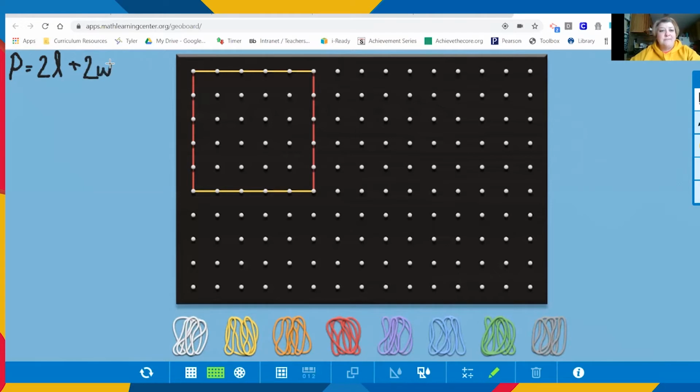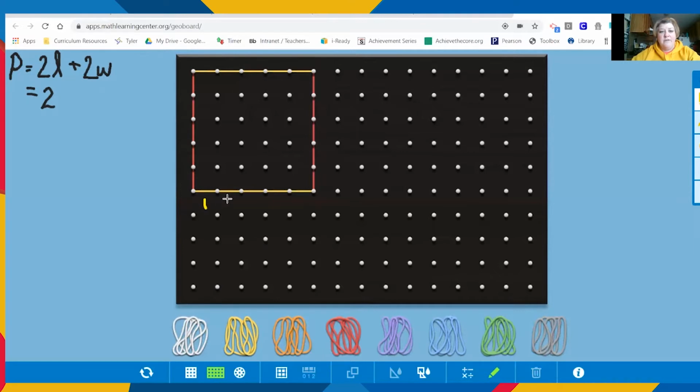So in this case, I have a perimeter equals 2L plus 2W. We're going to have to replace that L and the W because otherwise we don't know what goes there. So that L stands for length. And so we're going to think about how long is our rectangle. So we're going to start by counting just so we can get in the hang of it. So counting our length, let's count it.